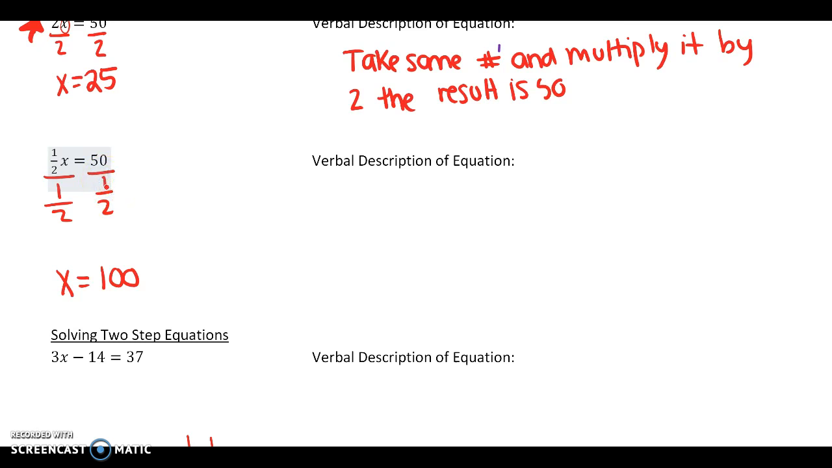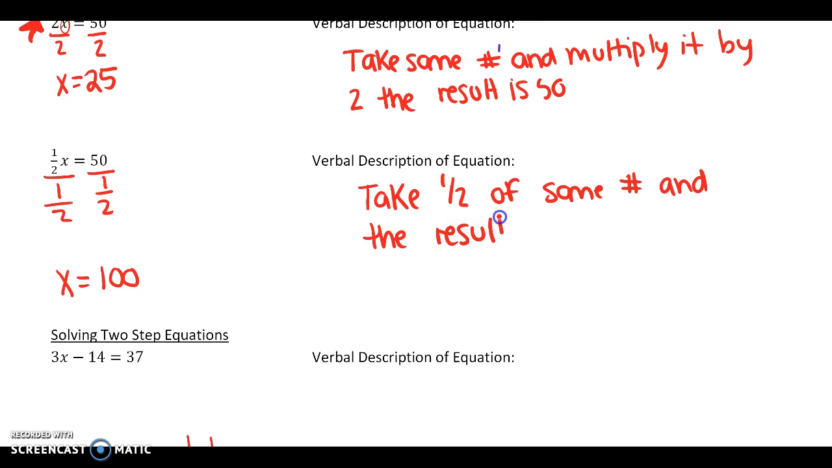So the verbal description of this equation is I'm taking a half of some number, and the result is 50. That number would have to be 100.